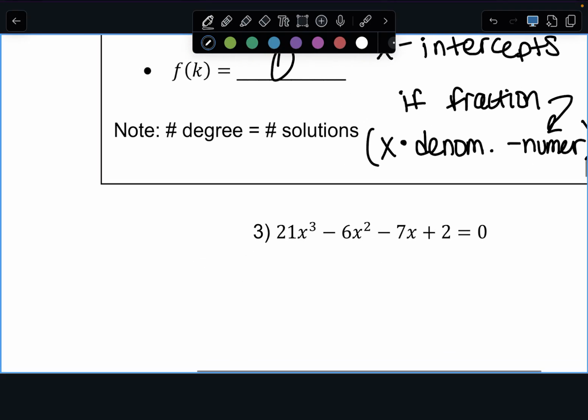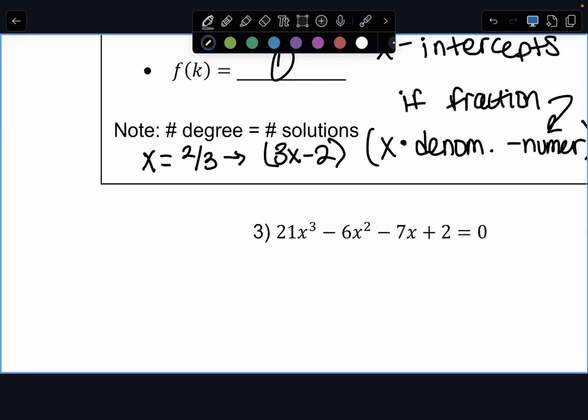So if, for example, x is equal to 2/3, its factor, it would be x times your denominator, so x times 3, 3x, minus your numerator, minus 2.